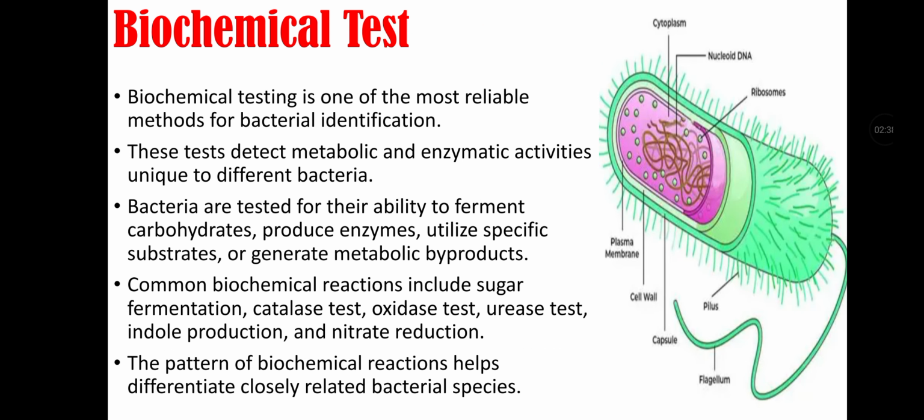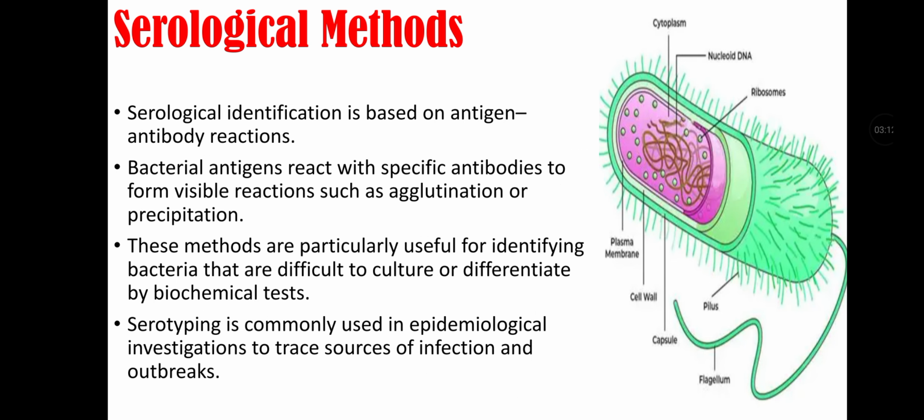Biochemical tests. Biochemical testing is one of the most reliable methods for bacterial identification. These tests detect metabolic and enzymatic activities unique to different bacteria. Bacteria are tested for their ability to ferment carbohydrates, produce enzymes, utilize specific substrates, or generate metabolic byproducts. Common biochemical reactions include sugar fermentation, catalase test, oxidase test, urease test, indole production, and nitrate reduction. The pattern of biochemical reactions helps differentiate closely related bacterial species.